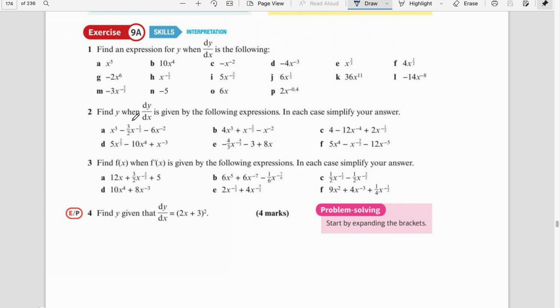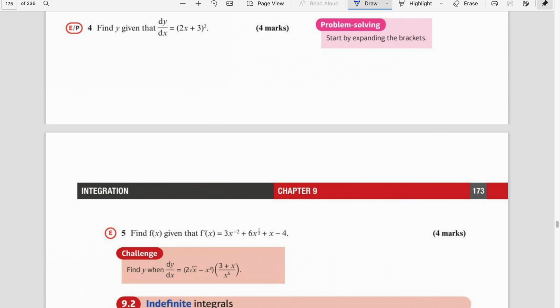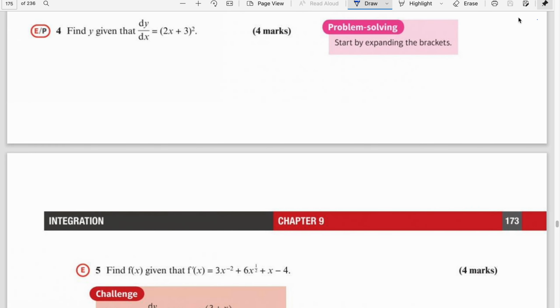Okay, do you know these? Shall we solve this or go to the exam style questions? Okay.